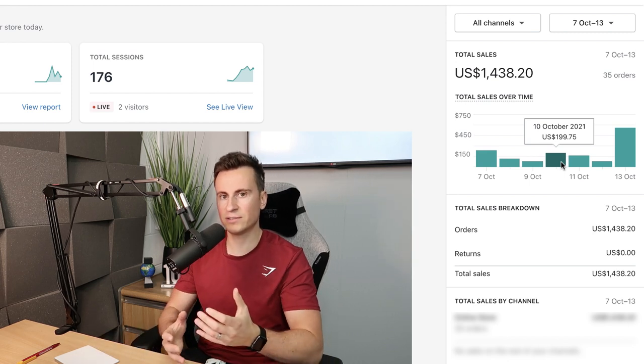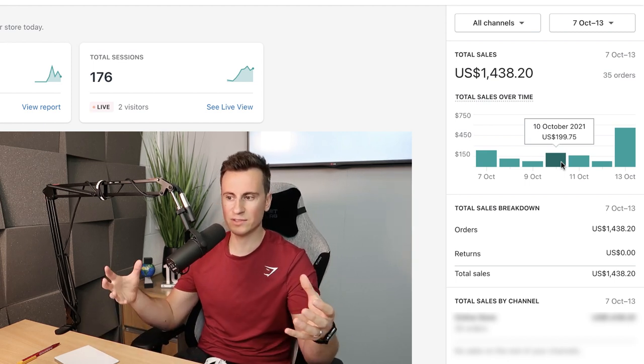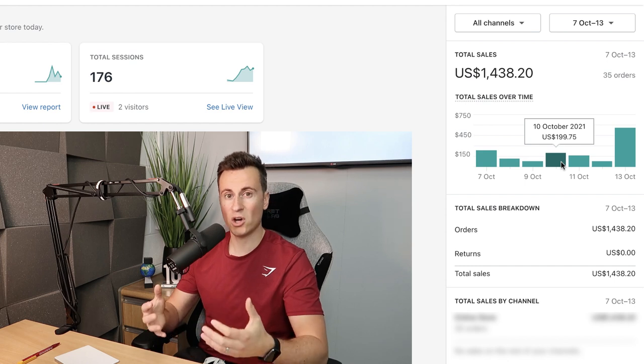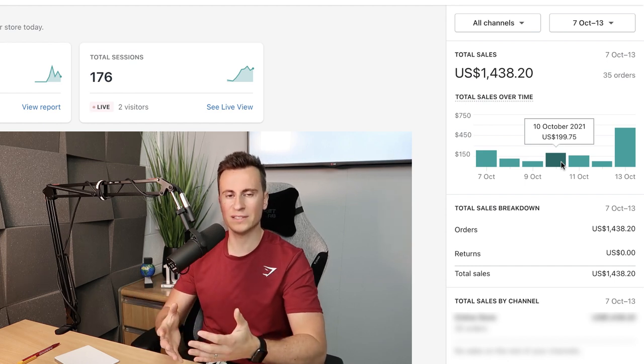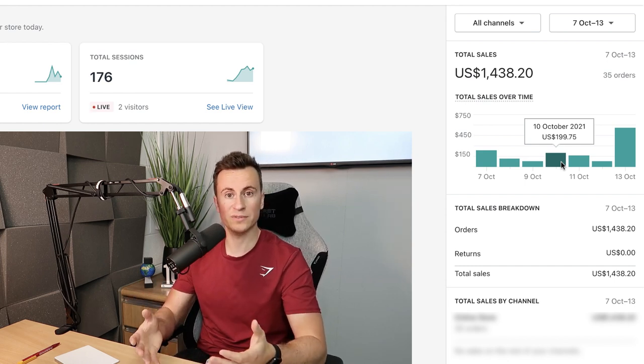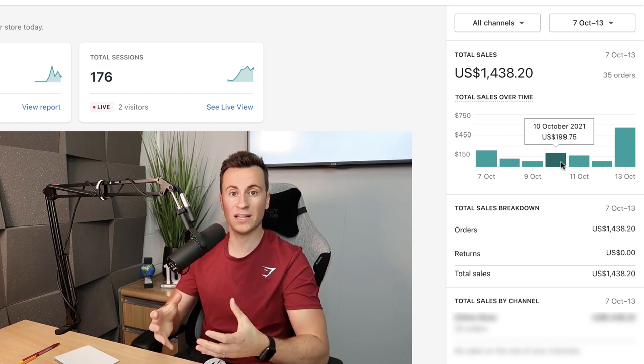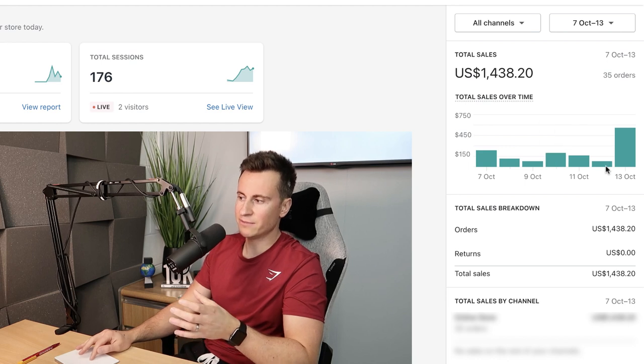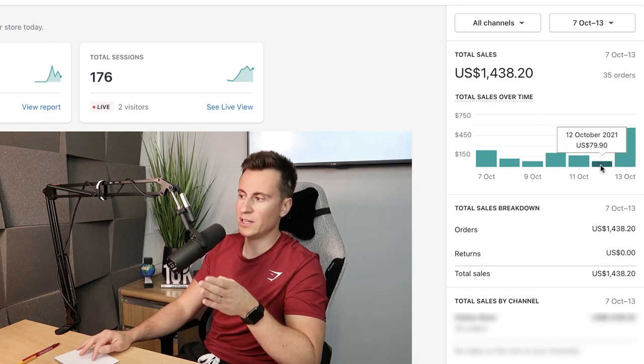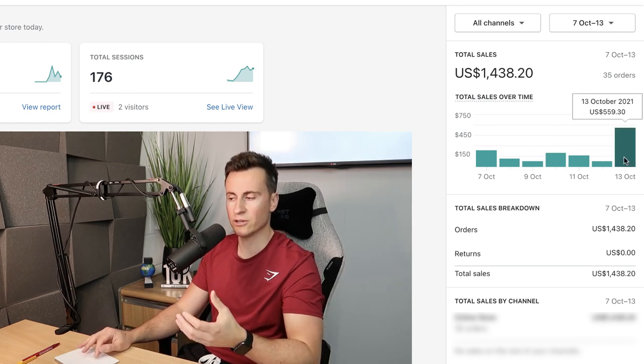I like to run my tests for at least 5 days because then it gives the pixel a chance to settle in, optimize, and give us a true representation of how well that ad set will perform. Once we've run the test, I then like to take the best performing ad sets and apply my scaling strategies to them. And this is the reason for the massive spike in sales, from $80 per day all the way up to nearly $600.